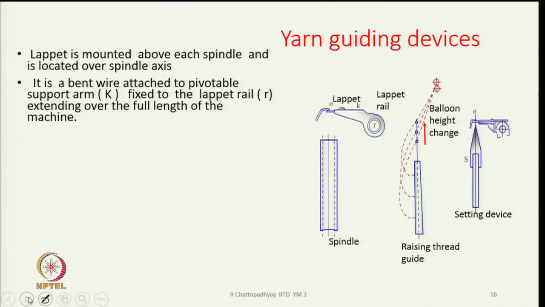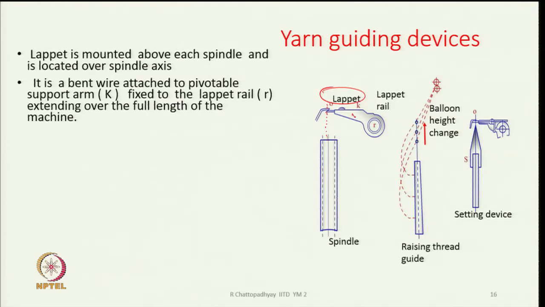The yarn guiding devices. One is the lappet. So the lappet, as shown here, is mounted above each spindle and is located over the spindle axis. If this is the spindle and this is the axis of the spindle, the lappet is just placed above the spindle axis. Basically, it is a bent wire attached to a pivotable support arm.